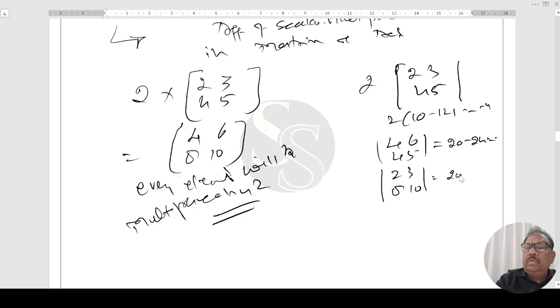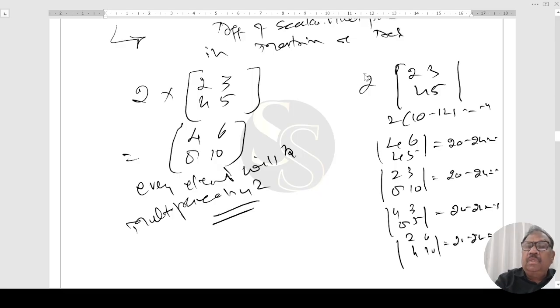That is 20 minus 24, that is minus 4. Its answer can be 4, 8, 3, 5, or 2, 4, 6, 10. 20 minus 24 is minus 4.